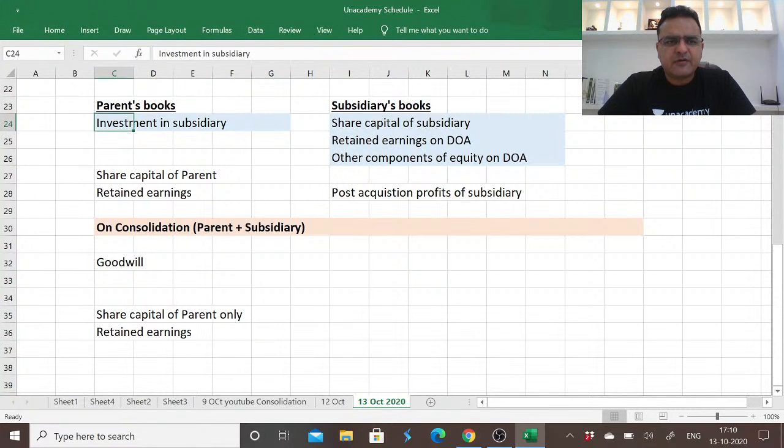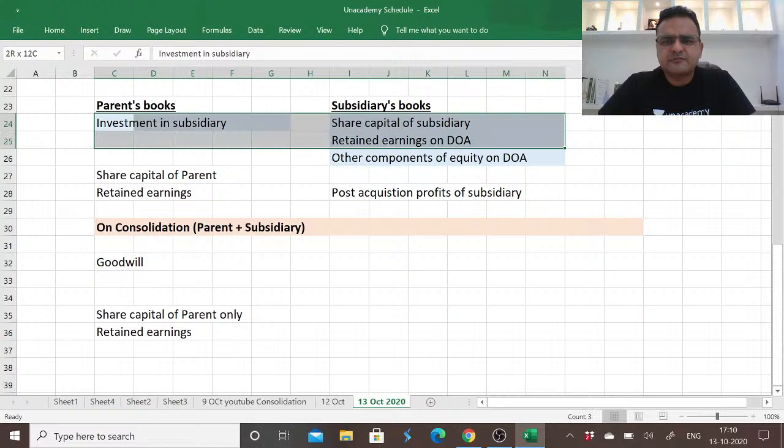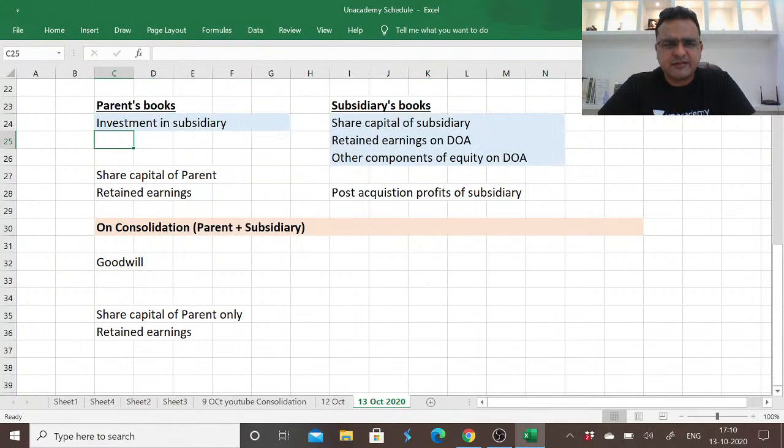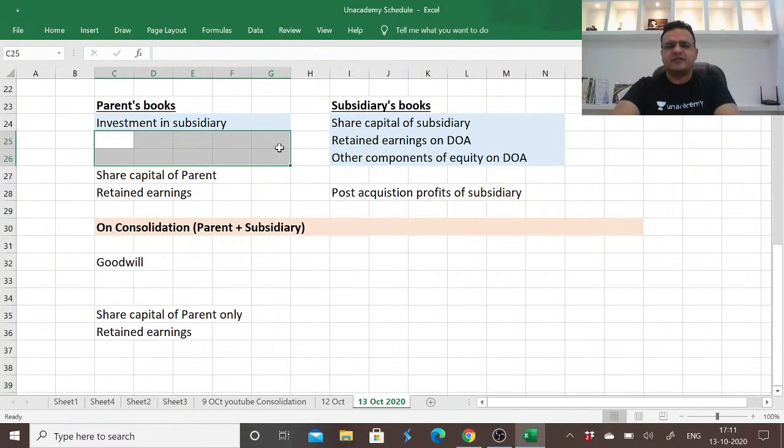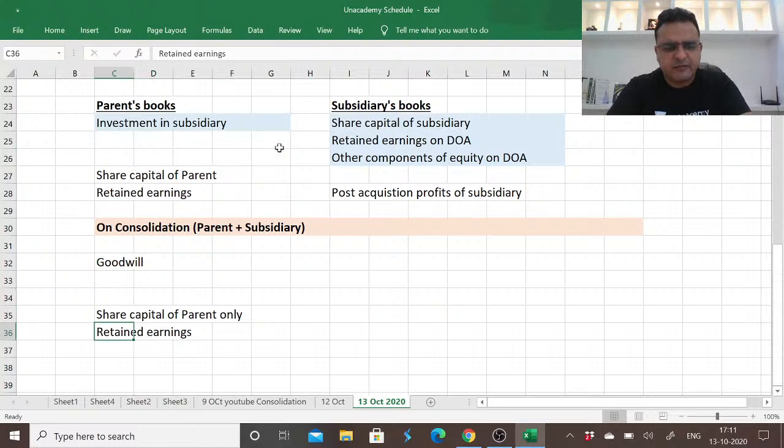So if this amount is higher on cancellation, suppose the investment is 5 lakh and the total of these net assets is 4 lakh, so we may have a goodwill of 1 lakh presented as part of the balance sheet. This differential amount is goodwill on consolidation. The difference between investment in subsidiary and the net assets acquired on the date of acquisition is goodwill, which is presented on consolidation. And as a result, we include share capital of parent only, and we include group retained earnings.